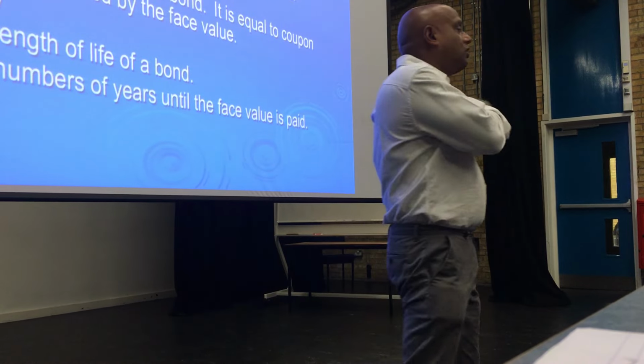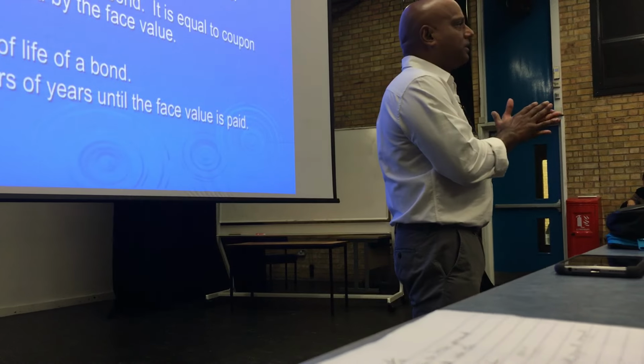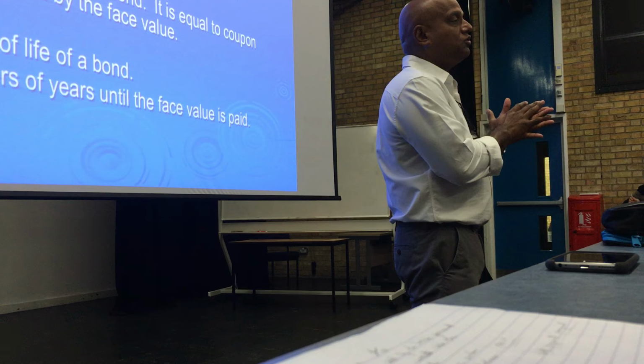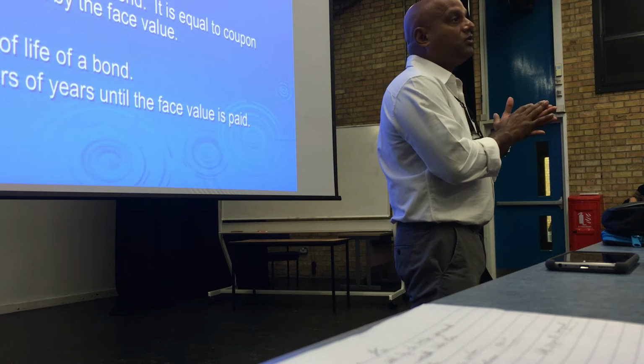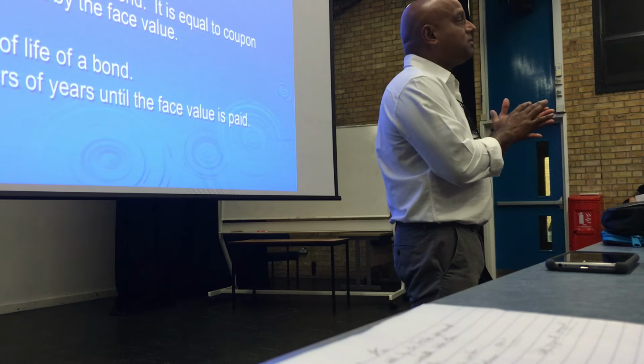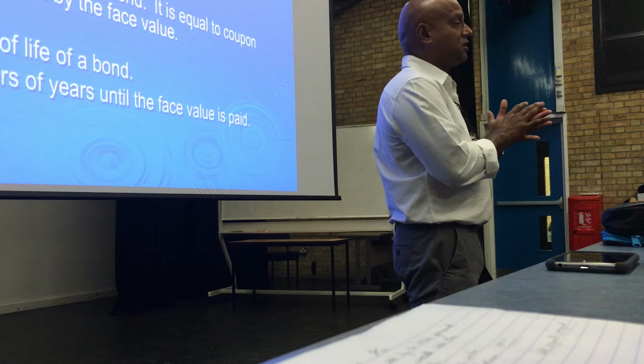Short-term bonds issued by the government are known as treasury bills or treasury bonds. In the UK, they're called treasury bonds. In the US, they're known as treasury bills. They can be US treasury bills for 3 months, 6 months, or 9 months, or UK treasury bonds for 3 months, 6 months, and 9 months.